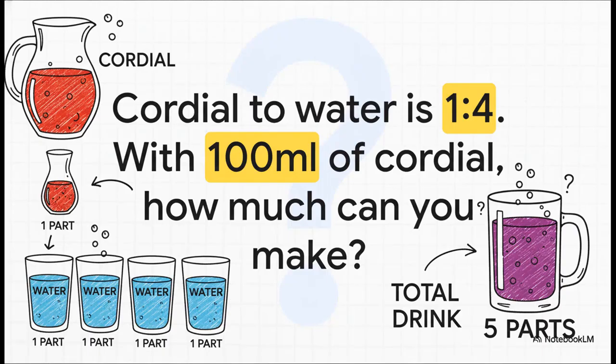Okay, let's just dive right in with a real-world puzzle. So, the perfect drink recipe calls for a 1:4 ratio of cordial to water. You've got exactly 100 milliliters of cordial sitting on the counter. The question is, what's the total amount of perfect drink you can whip up? Stick with me, because we're going to solve this thing step by step.